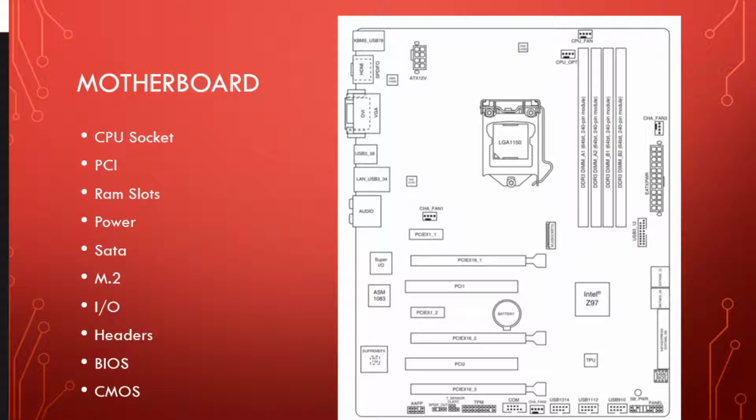You have RAM slots, which up on the screen are those 4 slots that are very equal in length. There's some debate for me about whether you want 4 slots or 2 slots for RAM. You want at least 2, so that you can do a dual channel configuration.